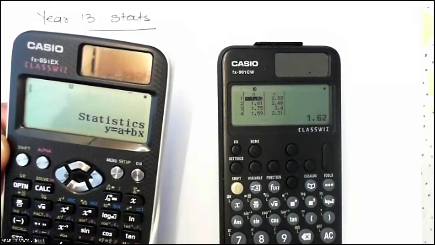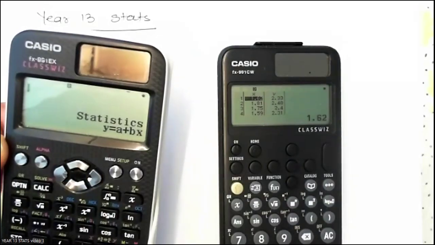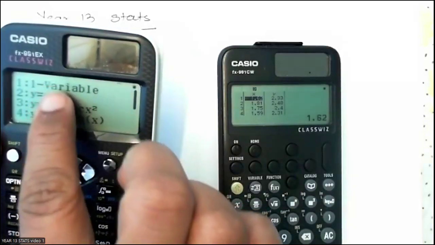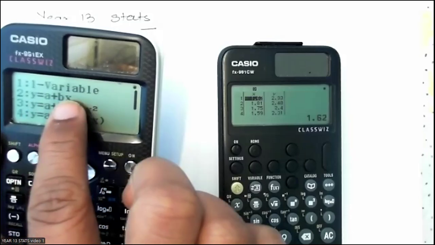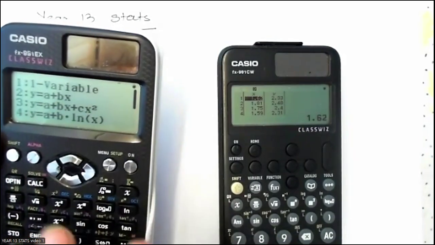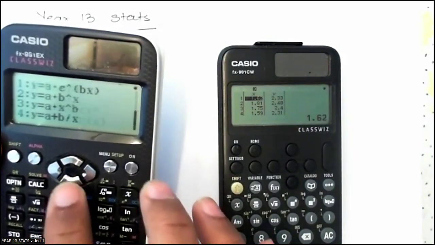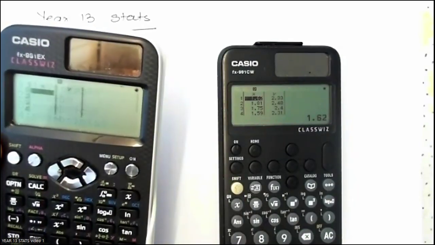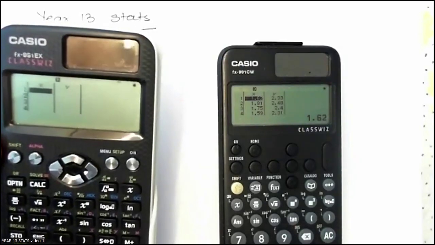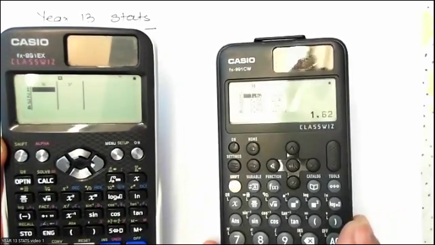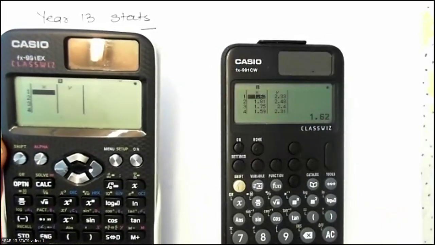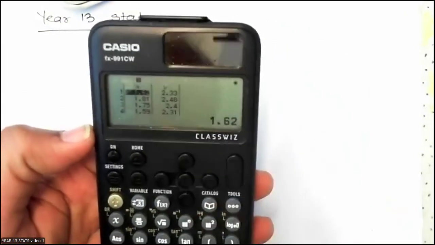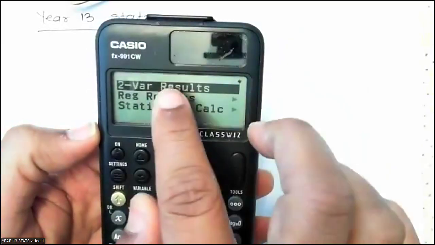So statistics. This is one variable. This is y = a + bx, that's number two. So we go to number two, and the data, we need to put this data in here. Like I put the data in here already. You can put the data in here as well. And then what do we do after that, people? We just press execute on this one, and two variable results.